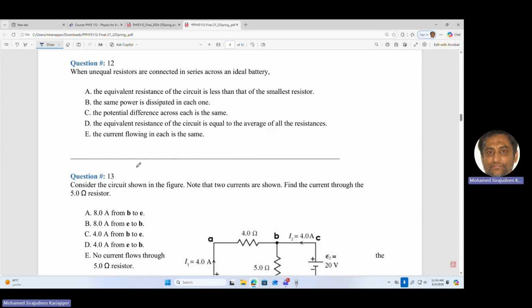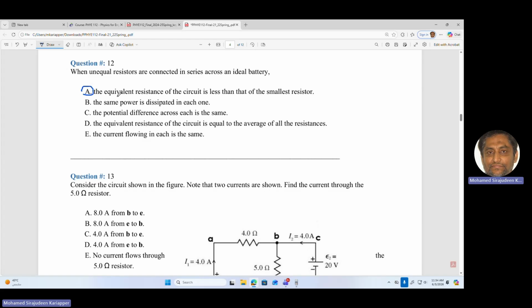Question number 12. When unequal resistors are connected in series across an ideal battery, in series, resistors, not capacitors, okay? You have to remember all that. Then you know what is the same when you connect in series? The current is the same, right? Let me go through the statements one by one.